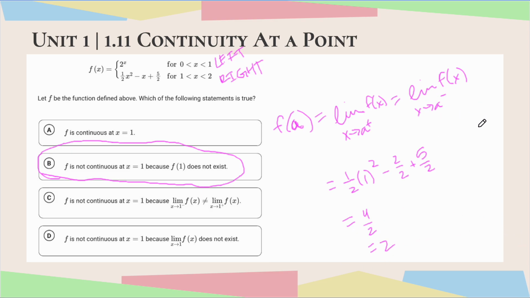Now let's do the limit from the left. This one's a little more simple. 2 to the first power is simply 2. So this tells us that the overall limit does in fact exist and is equal to 2. However, bringing it back around, this function is still not continuous because f of 1 does not exist. All right, moving on.